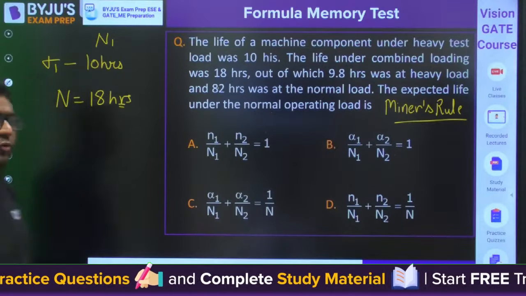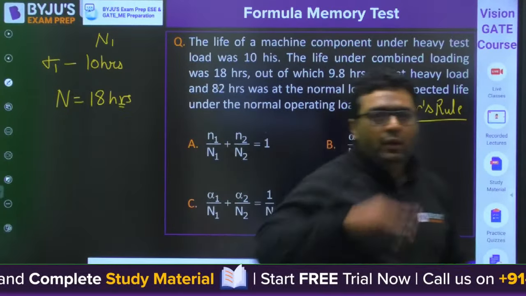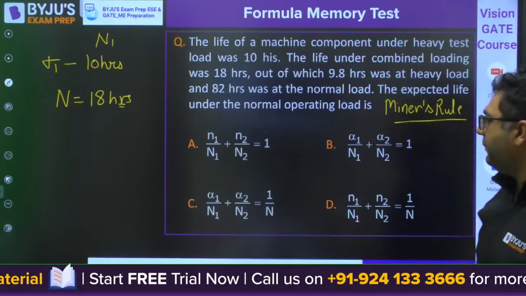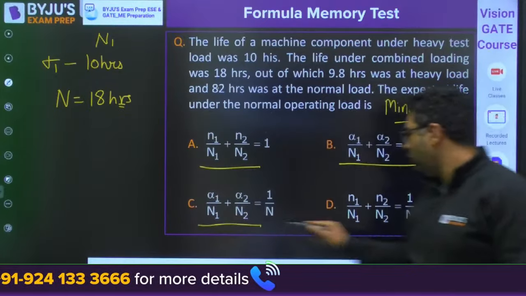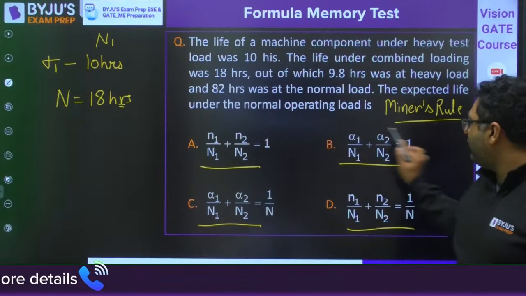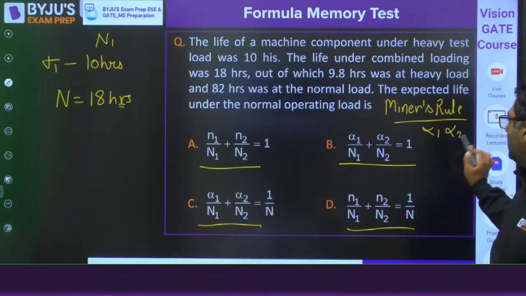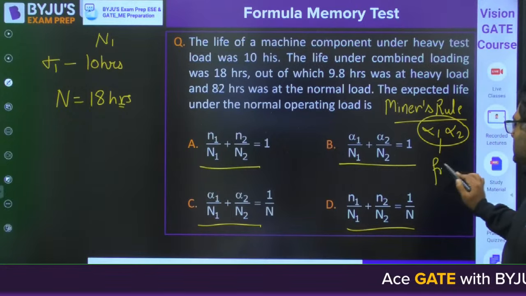So my dear, which formula will be applicable? A, B, C or D? Here alpha 1, alpha 2 are the fractions.